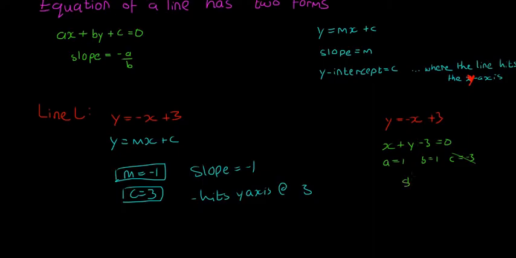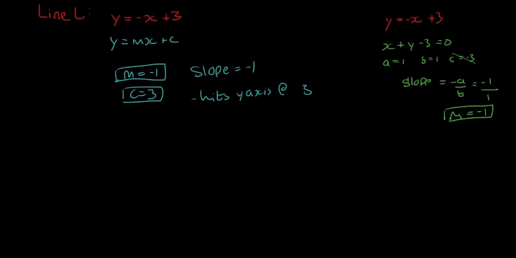So in this case, the slope is equal to minus a over b, which is equal to minus 1 over 1, or just equal to minus 1. So we'll just say m is equal to minus 1, which of course is the same answer. You're always going to get the same answer. I just want to show you in both forms. And then as well, we'll do the line k.